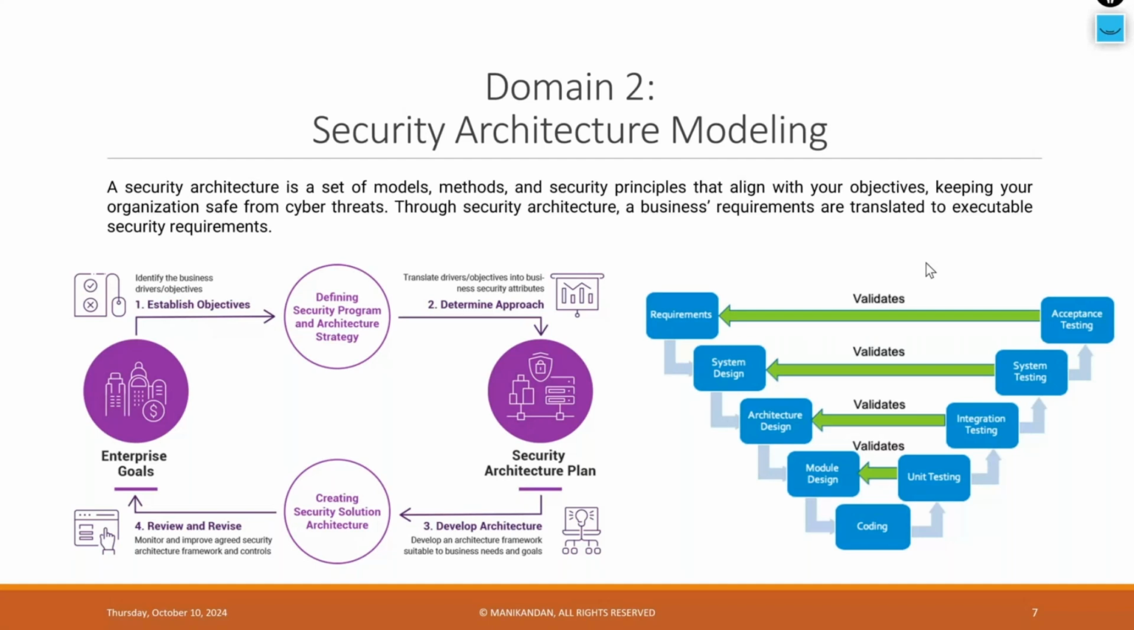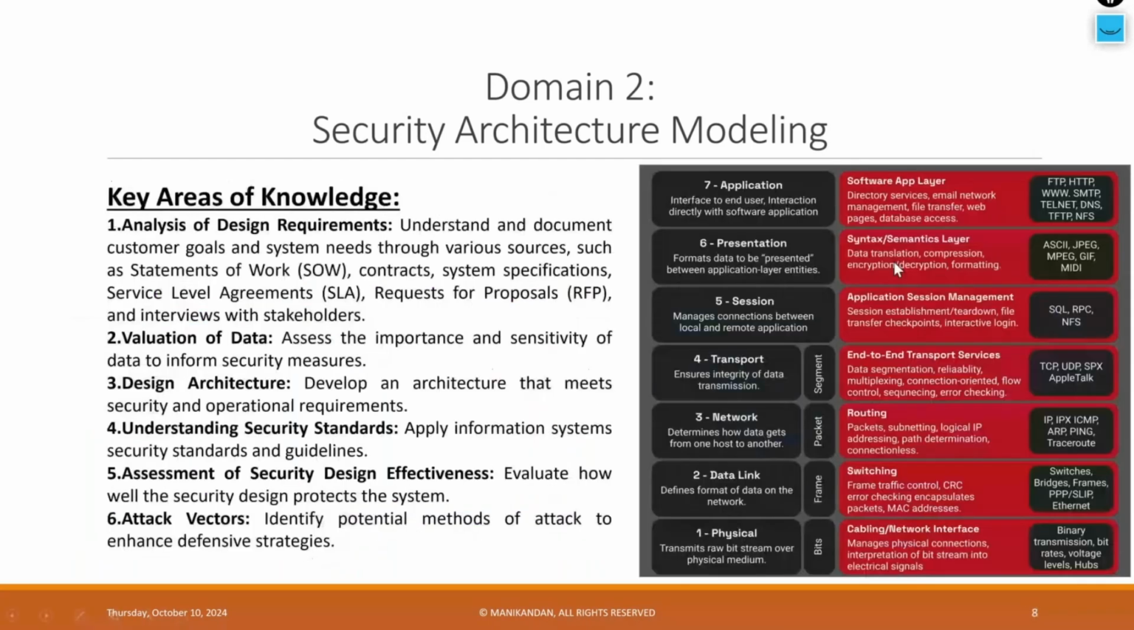Now when we talk about security architectural modeling in a more detailed way, what is the first thing we do? First we do an analysis of design requirements, where we understand and document the customer goals and system needs through various sources such as RFP, SOW, contracts, system specifications, and SLA. We validate the data. We do the valuation of the data, assessing the importance and sensitivity of the data to inform the security measures.